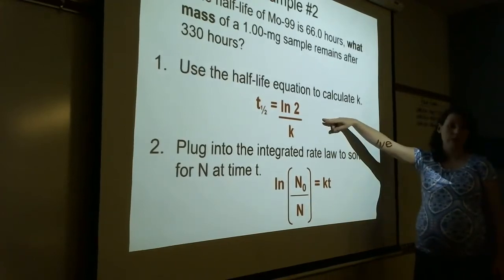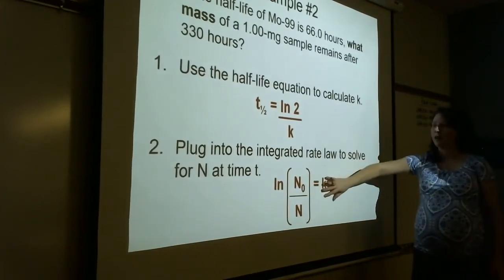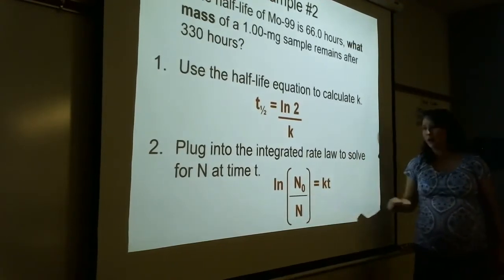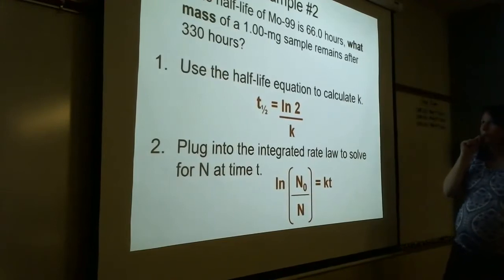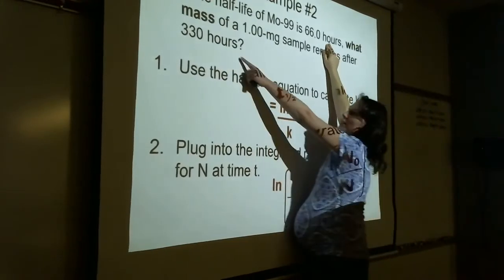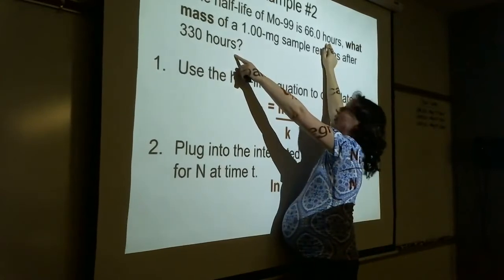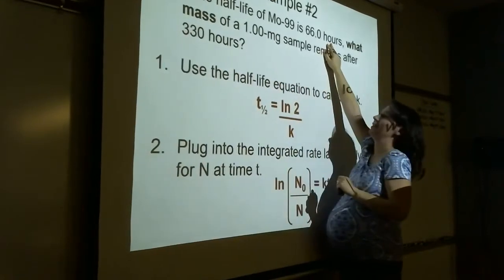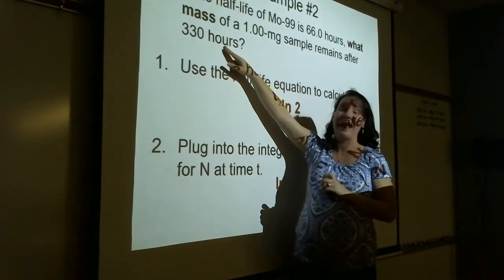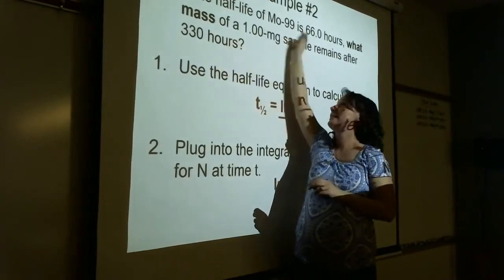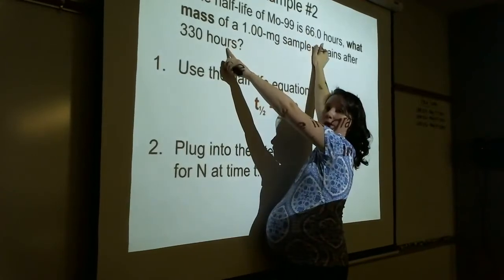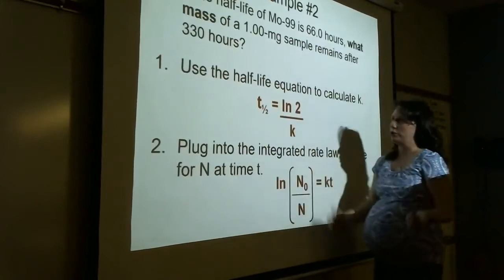I didn't give you the rate constant, so you've got to calculate it first, and then solve for my mass at time t. One thing to watch out for: make sure that your half-life time matches the time that has elapsed. If I give you the half-life in seconds and ask for mass that remains after days, you need to convert days to seconds or seconds to days, because these two units must be compatible. Otherwise, your answer is going to be garbage.